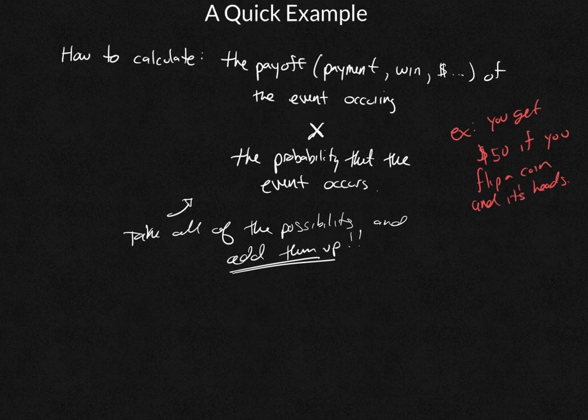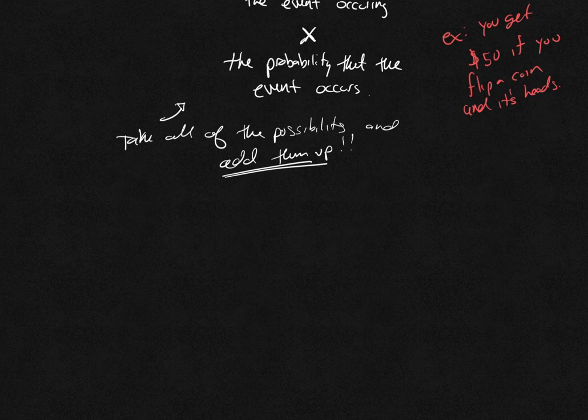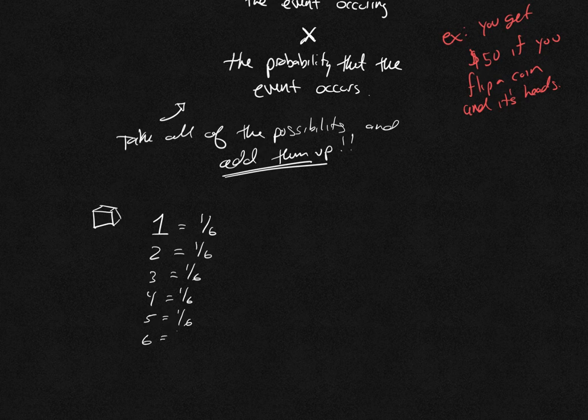Let's scroll up and do an example. Let's say you're given a 6-sided die, and all of them are equal probabilities. So the chance a 1 shows up is equal to 1 out of 6. The possibility that a 2 shows up is 1 out of 6. 3 is 1 out of 6. 4 is 1 out of 6. 5 is 1 out of 6. And 6 is 1 out of 6.